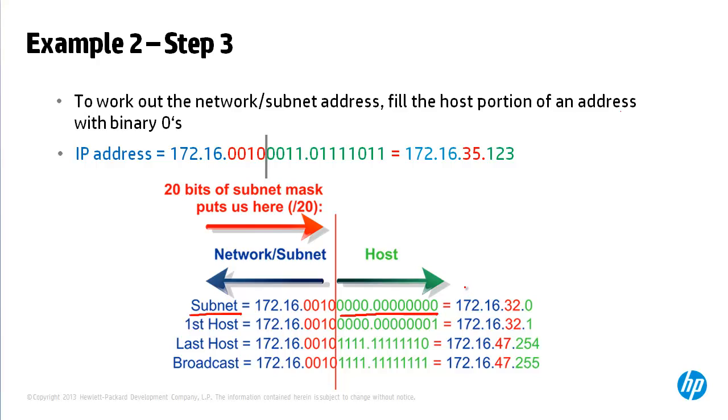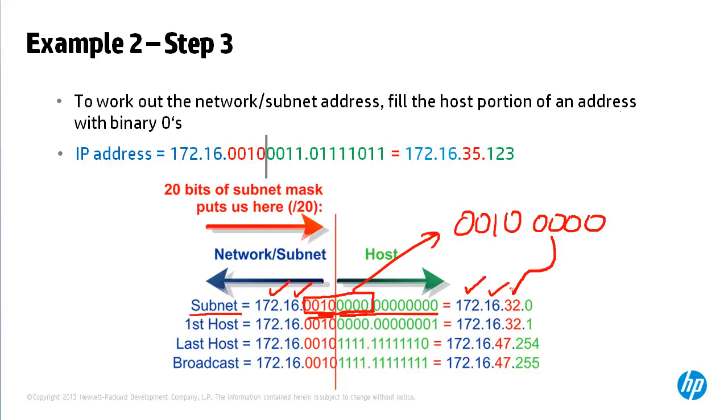That means we have 172 in the first octet, 16 in the second octet. In the third octet, the first 4 bits are 0010 and the remaining 4 bits are quadruple 0 in binary. So looking at this octet, we've got 0010 followed by 4 zeros, and if you convert that to decimal, you're going to get 32. The last octet is populated with zeros, so that's equal to 0. So the answer is the subnet is 172.16.32.0.